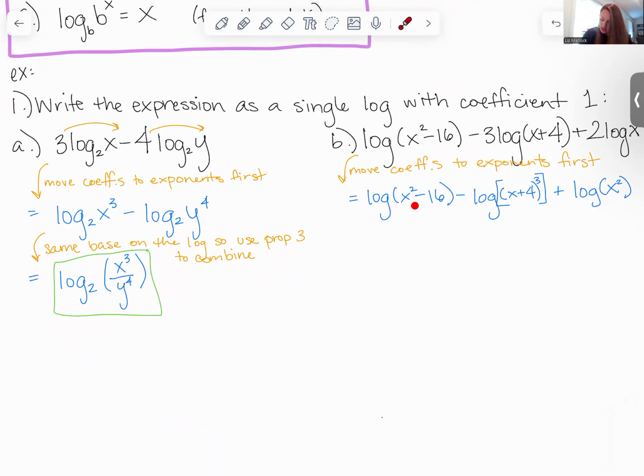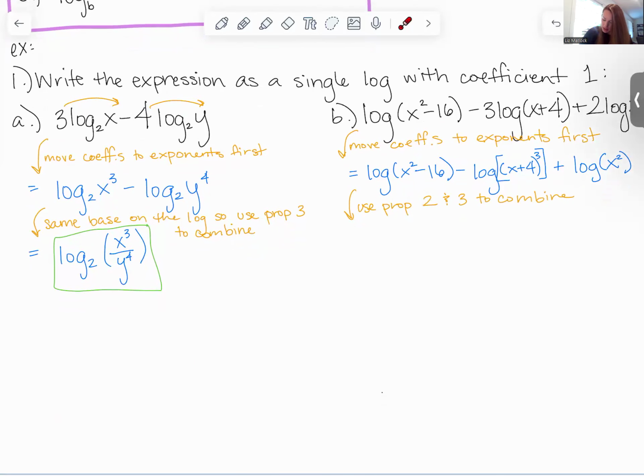So we've got log of x squared minus 16 minus log of x plus 4 all to the 3rd, and then plus log of x squared. And now I can use properties 2 and 3 to combine them, and I did it in 2 steps. So I first just combined these two. So the log minus the log, I combine those into a single log. You could do this all in one step if you wanted, but I just wanted to be clear.